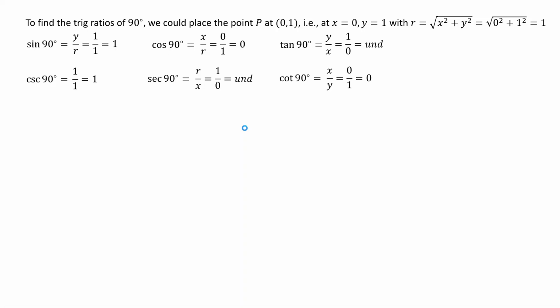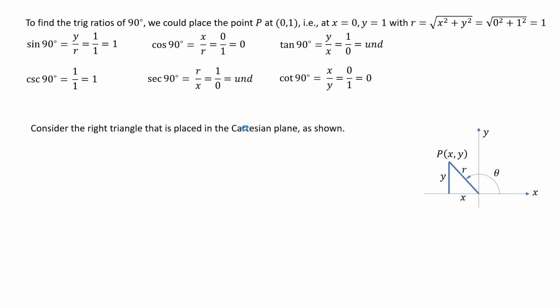So now we have the trig function values for two additional angles. Earlier we knew the ratios for 30, 45, and 60. Now we know the values for 0 and 90 as well. And why should we place this? What's the big deal about this? Well, the big deal about this x, y, and r system is, now look at this.